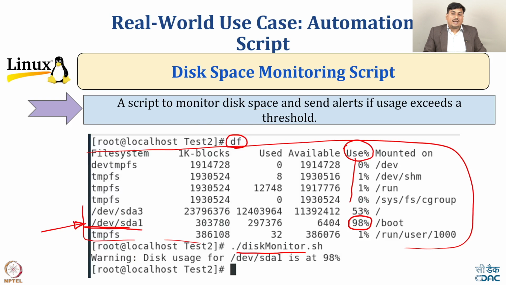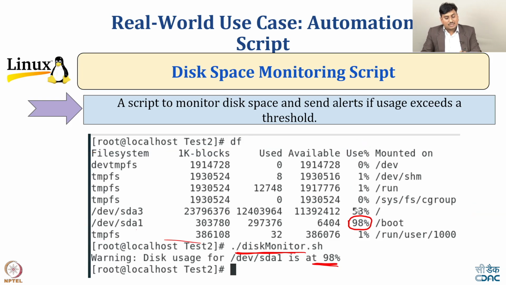So finally, when we run it, it will give me a warning that 98% utilization is there. Then after that, we can take actions, such as whether I want to delete some space from that particular memory space or so.